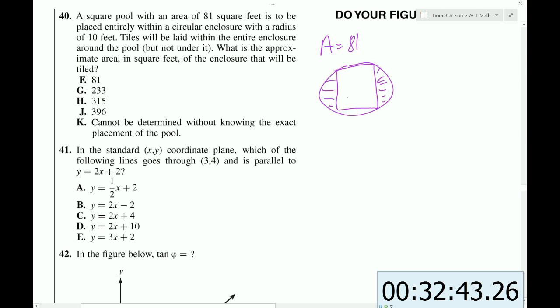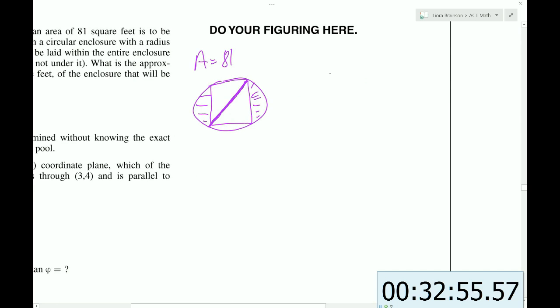Okay, they want to know the area of the tile. So the thing that connects these shapes is this diagonal here. Okay, it's the diameter of the circle, and it's also the diagonal of the square. So let's figure out what that diagonal would be. Well, we know that since the area is equal to side squared, we can square root both sides, and we get side length equals 9. Then if we studied our 45, 45, 90 triangles, we know that this would be 9 radical 2, right? X rad 2 is the ratio of sides for a 45, 45, 90.